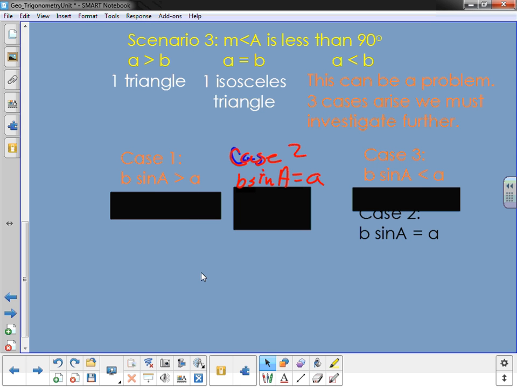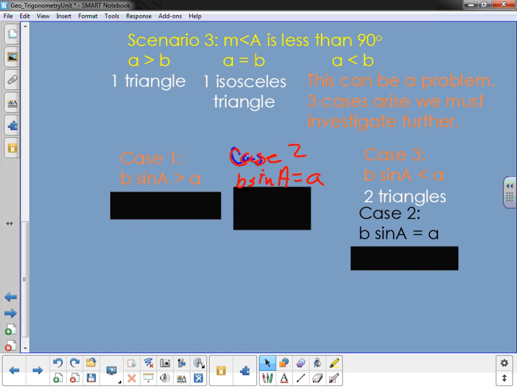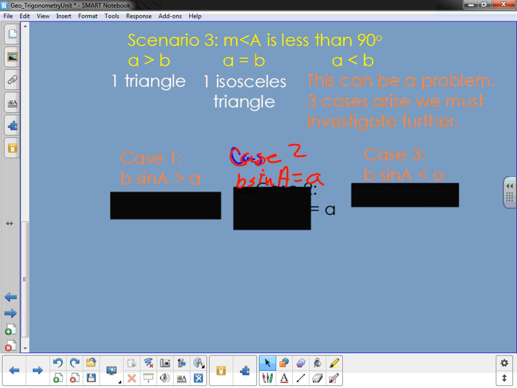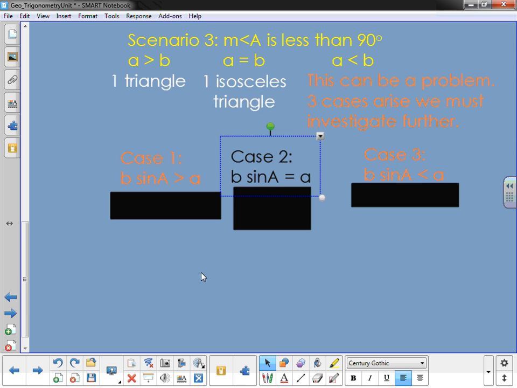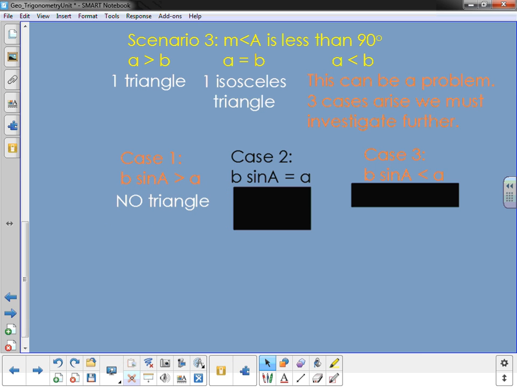Okay, so B sine of A is our issue. Well, here's my case 2. It was in black. Case 2, B sine of A equals A. Case 1, okay, in every one of these cases, we had an angle less than 90, and side A was less than side B. Now, if B times the sine of A is greater than side A, what happens is we get no triangle in that situation.